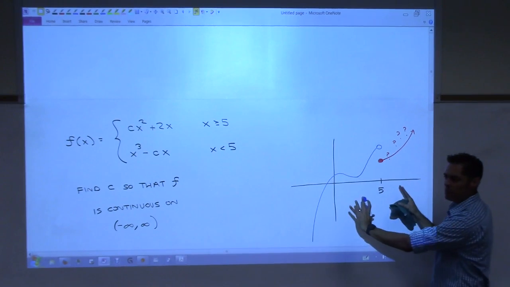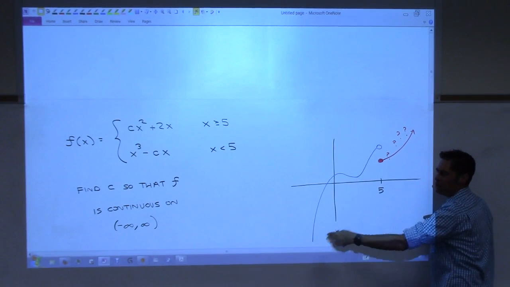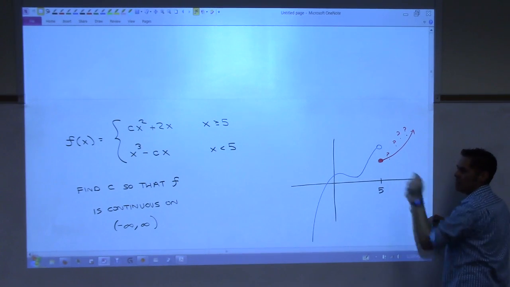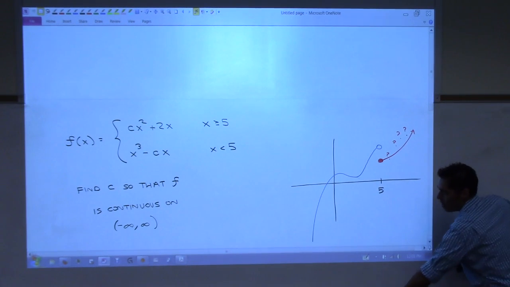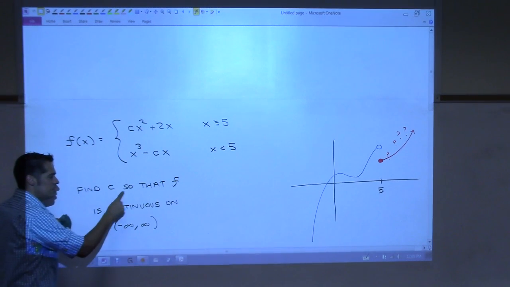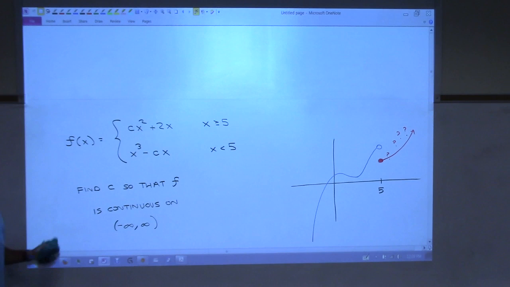Do you all understand this? From the left, we got a cubic function. From the right, we've got a parabolic function. At 5, we've got a dot. I don't even know where it is. They want us to find the value of c so that this function is continuous everywhere.